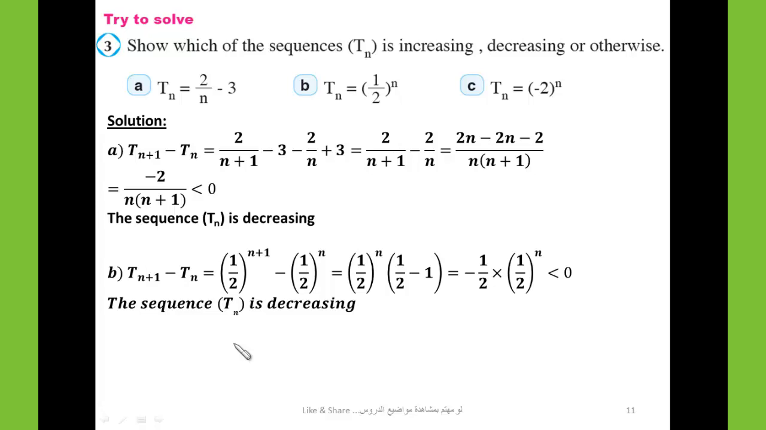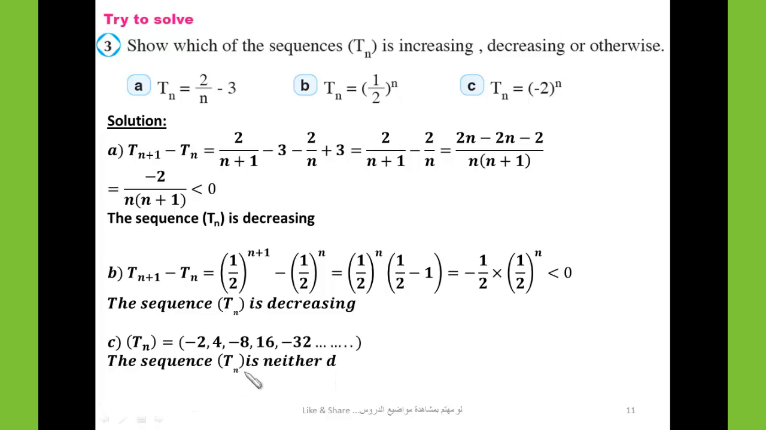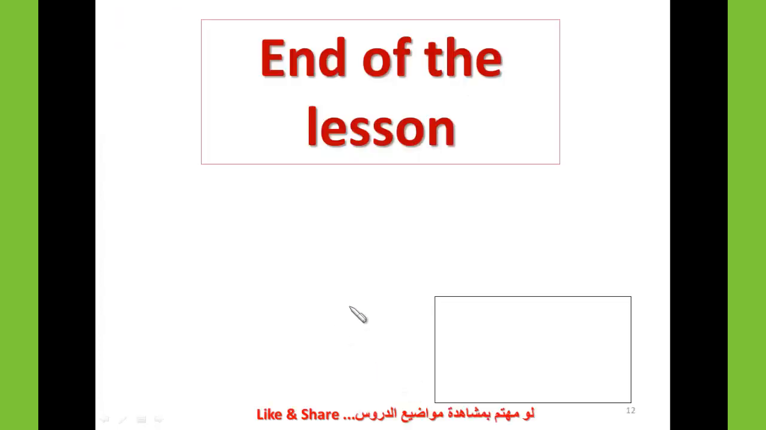Third one, Tn. Now we can get it directly by substituting n equals 1, 2, 3, and so on. So T1 equals negative 2 power 1, it is negative 2. Put n equals 2, you will get negative 2 all power 2, it's 4. Put n equals 3, you will get negative 8. So it is negative, positive, negative, positive, negative, and so on. So the sequence Tn is neither decreasing nor increasing. And this is the end of the lesson.